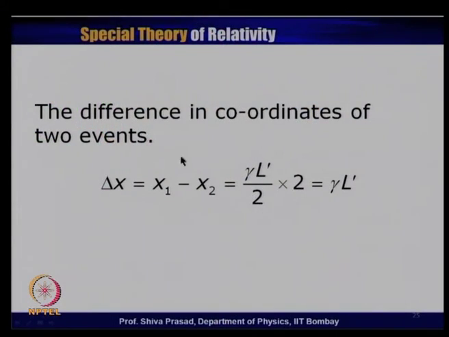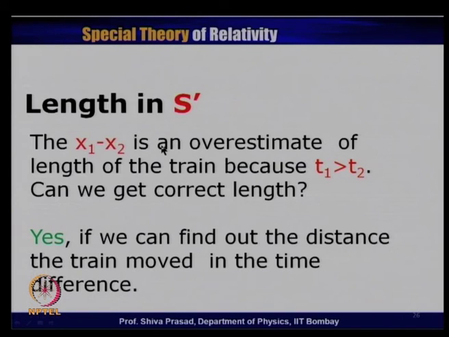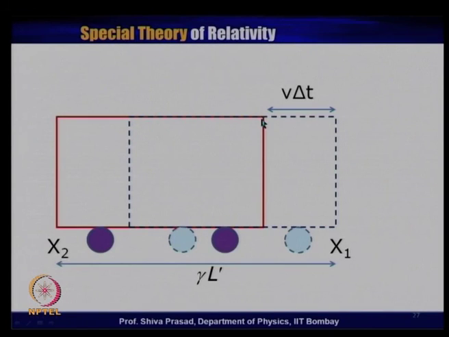First, I have calculated the difference in the coordinates of the two events. This delta x will be given by x1 minus x2, because event 1 was on the front wall. So this turns out to be gamma L prime divided by 2, into 2. If we take the x coordinate transformation which we have done just now, the result will turn out to be gamma L prime. So, according to the S observer, these two events occur at a spacing of gamma L prime along the x direction. The x1 minus x2 is an overestimate of the length of the train because t1 is greater than t2, and can we correct it? Let me just show you this particular picture.